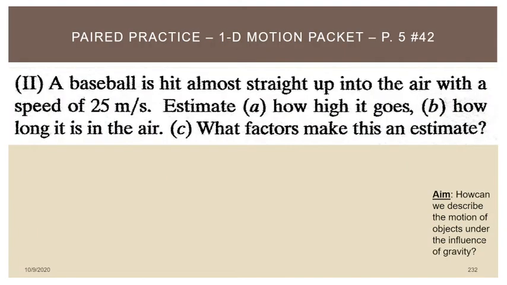Okay, this question here says a baseball is hit almost straight up into the air with a speed of 25 meters per second. A, estimate how high it goes, and B, how long it is in the air. Let's just address C quickly before we begin. It says, what factors make this an estimate? What do you think? Why do you think this problem says estimate, like the last one did?